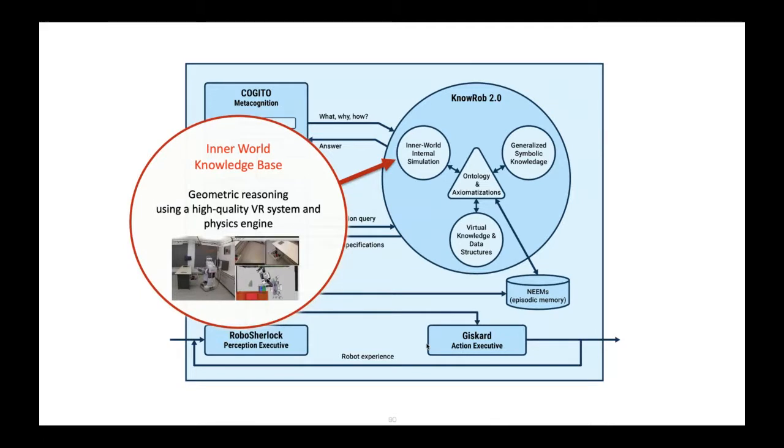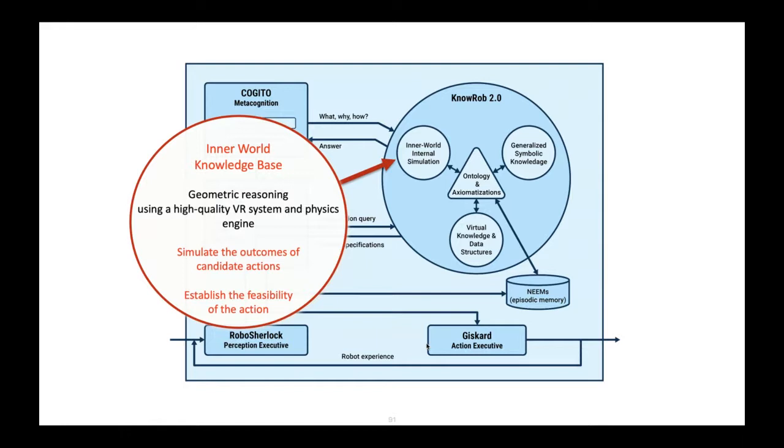Very importantly then, CRAM has an inner world knowledge base. Now this is implemented using a geometric reasoning system and a very high quality virtual reality system with a physics engine. And this is part of the video that you saw earlier, and it effectively allows CRAM to simulate the execution of an action before it does it in the real world to make sure that it is going to achieve the outcome that it wants. So you simulate the outcome of your candidate actions, and that establishes the feasibility of the action. And effectively, you do this prior to committing to doing it in the real world.